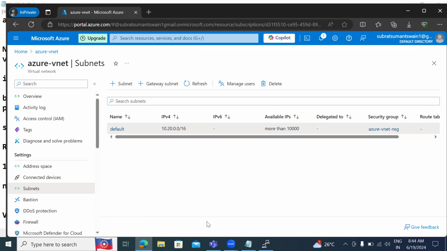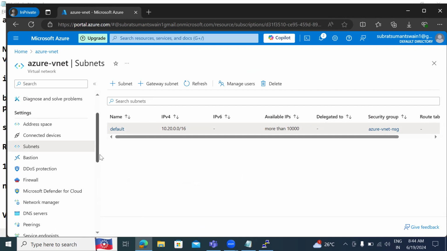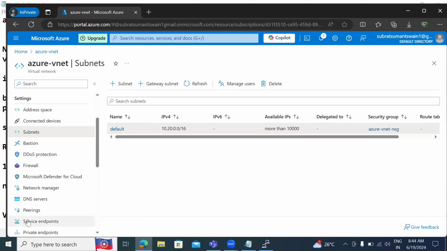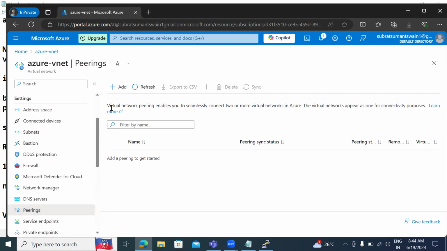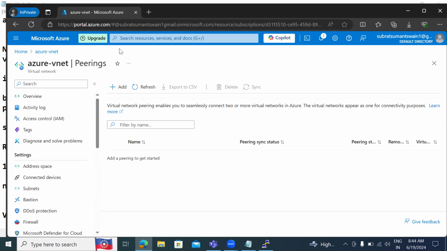That means I have two different VNets and I want to establish the communication between them. For that we are going to create VNet peering. Where is the option? Here, we need to create one more VNet. Here we have peering, so we just need to establish the connection between those two VNets. That I'll explain in the next slide.